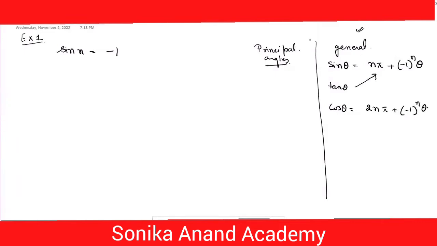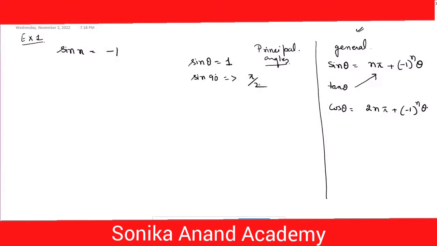Now, come to the point. This is the question: sin x is equal to minus 1. Now listen. When the value of sin theta is equal to 1, can you tell me the angle? Just tell me from your notes. I have told you, sin 90. Yes, very good, sin 90. That means 90 degrees can be written as pi by 2.